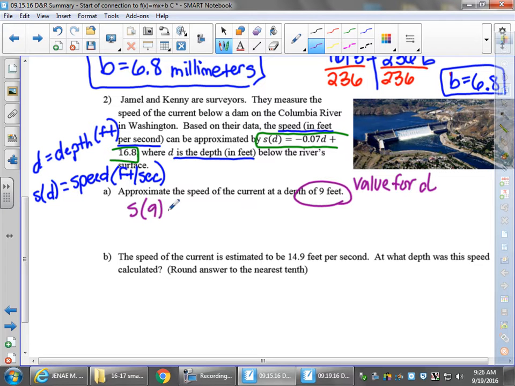Good, S of 9. If you did not have a chance to do that last night, let's do that now. I see a couple people. Do we need extra copies? Where can you find it? Go, go, go. Over there, on the wall. Jeffrey, do you need another copy? So S of 9 is going to be negative 0.07 times 9 plus 16.8. If anybody needs a calculator, I have plenty. We're going to do the math together. Don't watch me. You do it too. See? I'm pulling out a calculator. You do it too.